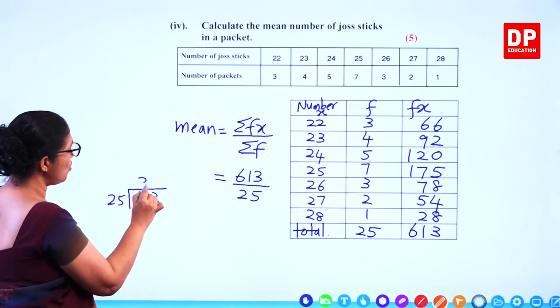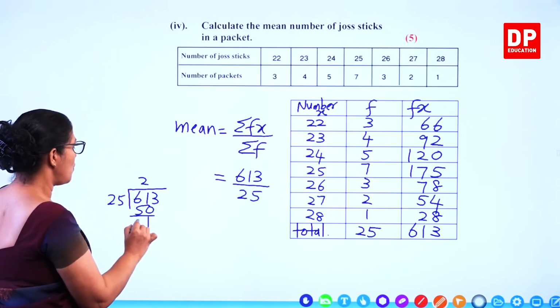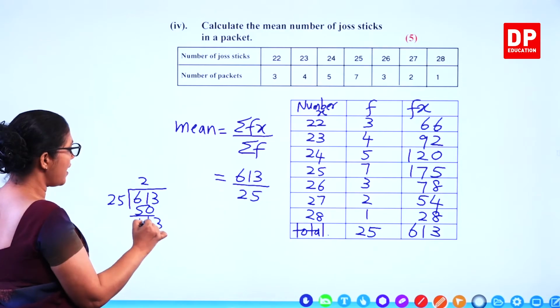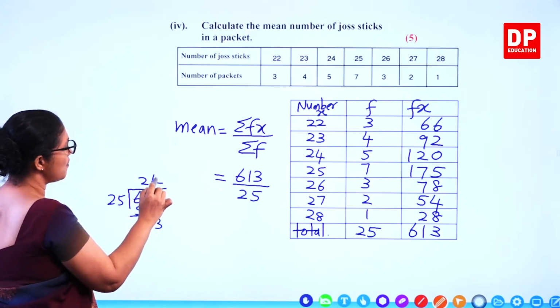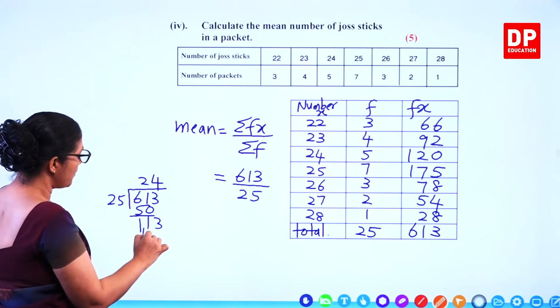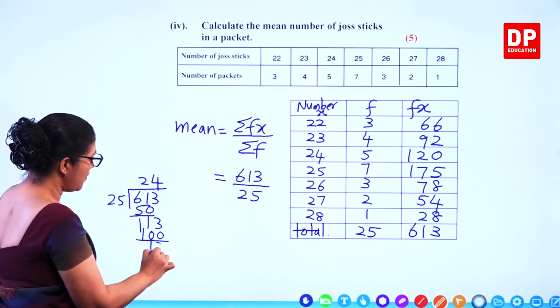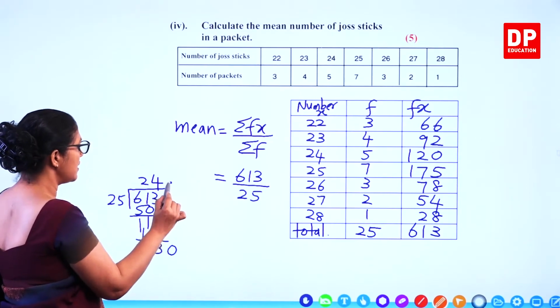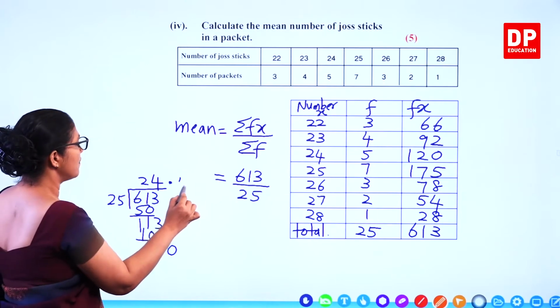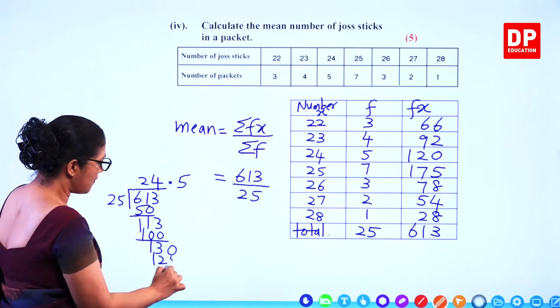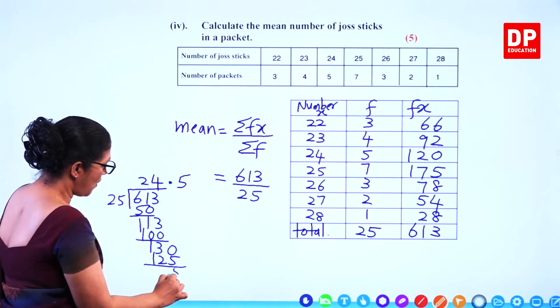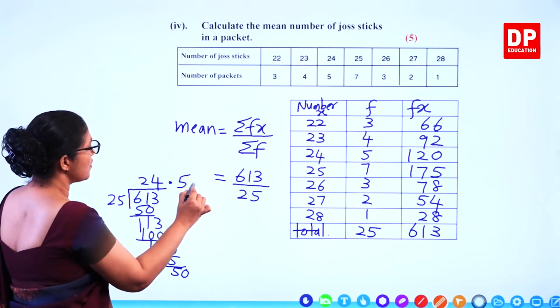25 times 2, 50. So 11 remaining. So 113, 25 times 4, 100. 13 remaining. 430. So you get 5. 125. So 5 remaining for 50, that's 2.